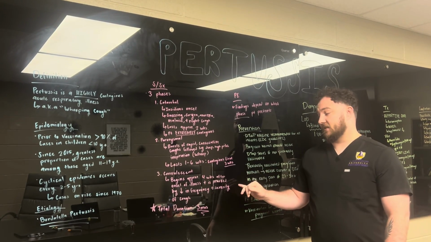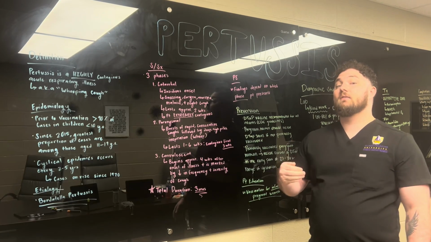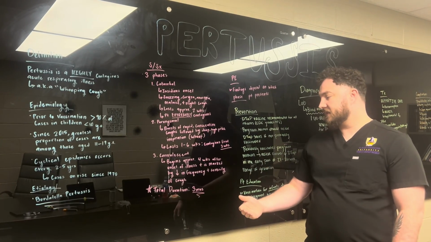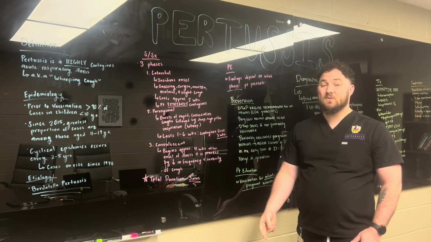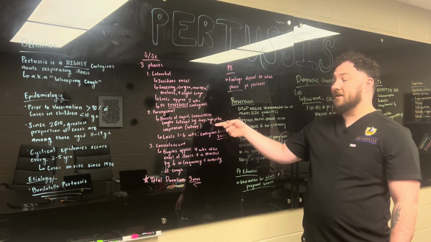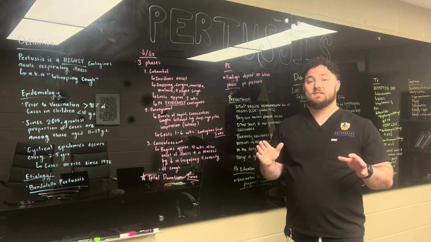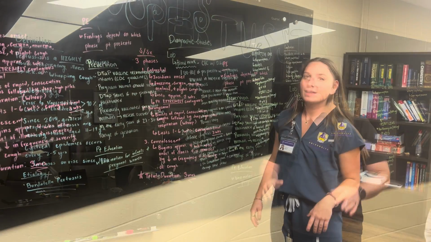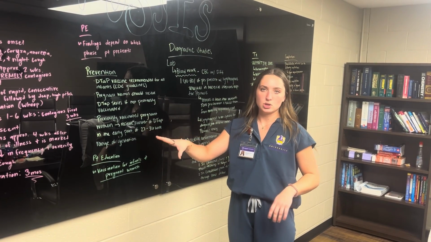After that, you have the convalescent period, which begins approximately 4 weeks after the start of the illness and the symptoms, and it's annotated by a decrease in the severity and frequency of the rapid consecutive coughs along with a whoop, and the total duration for this disease is going to be about 3 months long. Okay. So physical exam really is based off of what phase the patient presents in.